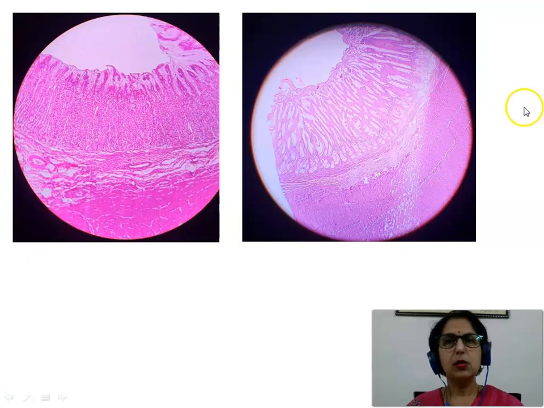Now, let us also see a comparison between the actual low power view of stomach fundus and stomach pylorus. What we see here are the fundic glands and what we see here are the pyloric glands. We appreciate the gastric pits here, shallow, only occupying the upper 1/3 of the mucosa. Pits here are deep, occupying the upper 2/3 of the mucosa. Glands here occupy the lower 2/3 of mucosa and glands here are seen only in the lower 1/3 of the mucosa.